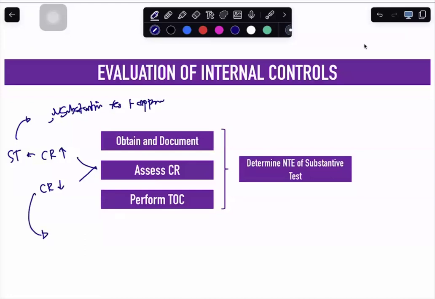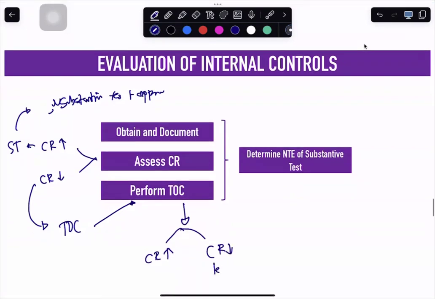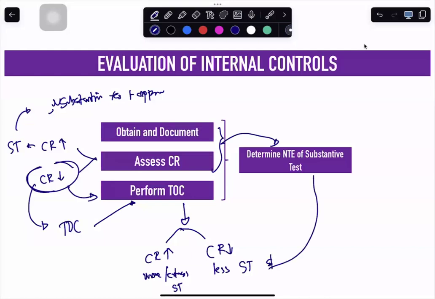But if your control risk is low, you perform tests of controls. And after you perform tests of controls, either you say that control risk is high or control risk is low. If control risk is low, we have less substantive tests. If the control risk is high, you have more or extensive substantive tests. That's why from these two alone, you already can determine the nature, timing, and extent of substantive tests. But if you assess control risk low, then perform TOC, again, you can determine the nature, timing, and extent of substantive tests.